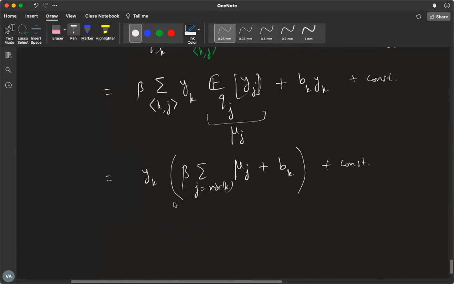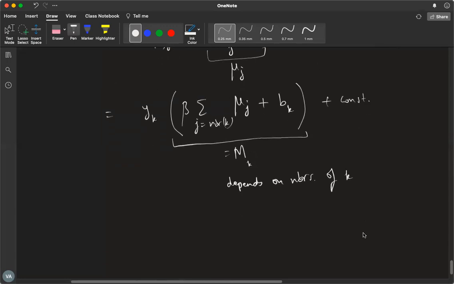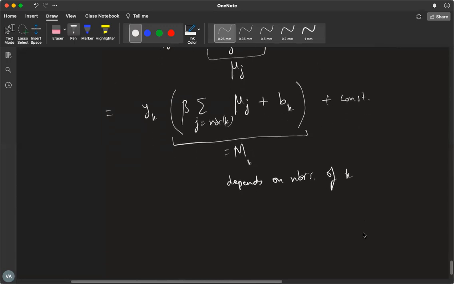Now see, this term is independent of the value of yk. It just depends on the neighbors of yk. I call it as m. I can call it as mk also, but I call it as m. Basically, it depends on the neighbors of k. It just depends on the neighbors of k.